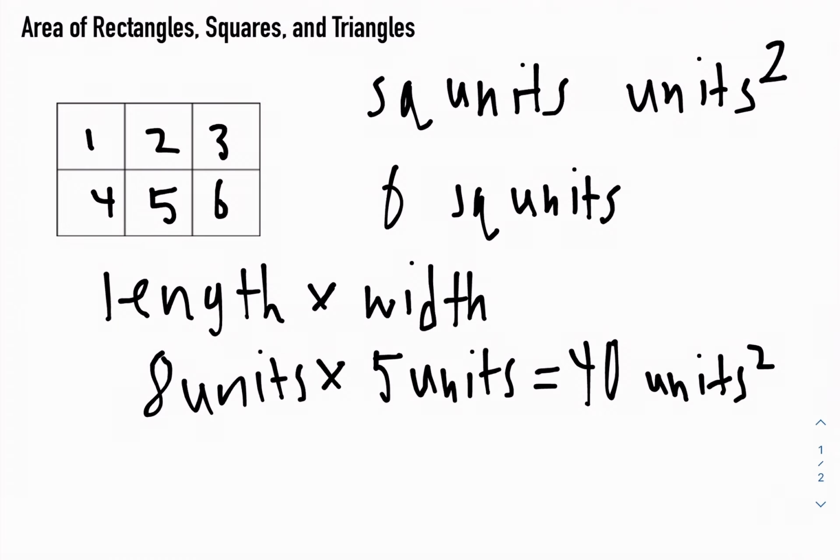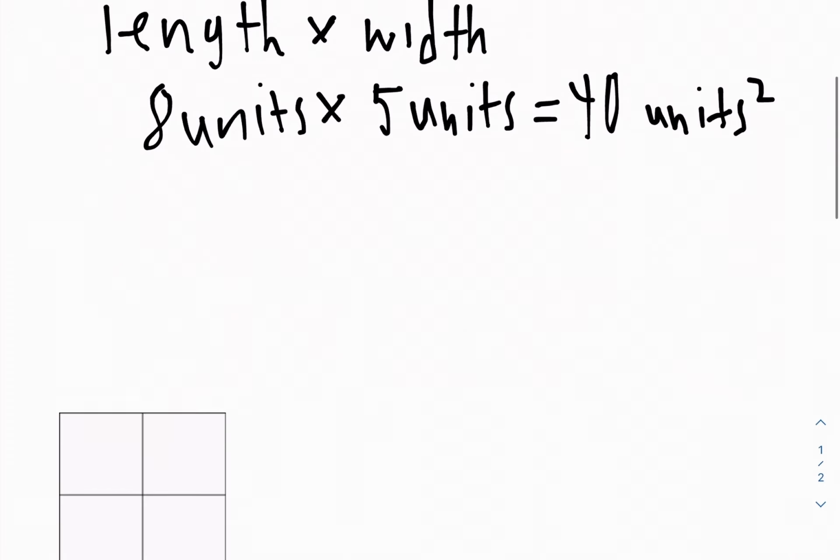So now moving on to squares. Squares are a special type of rectangles, as we all know, where the sides are the same length. So in this square we see 1, 2, 3, 4 squares. So the area is 4 square units.